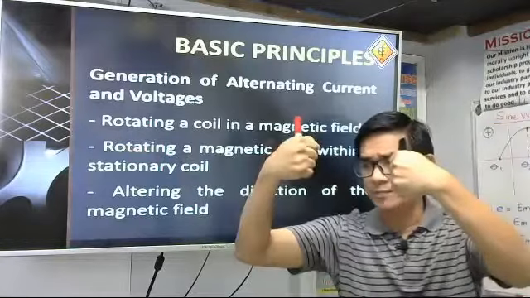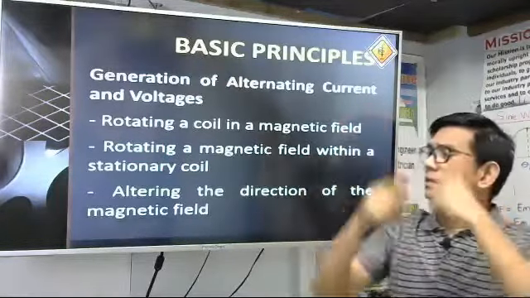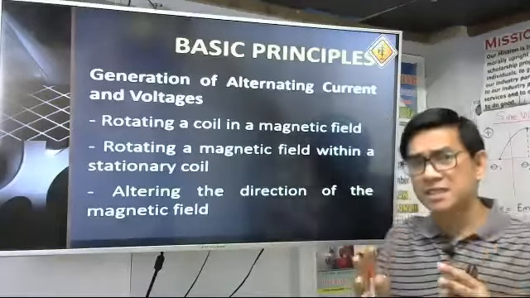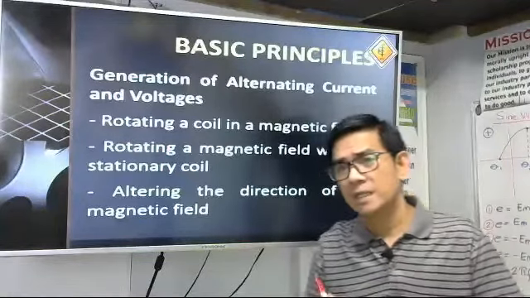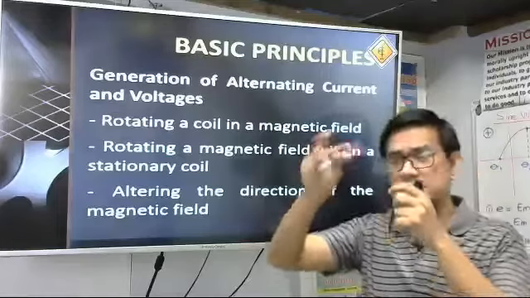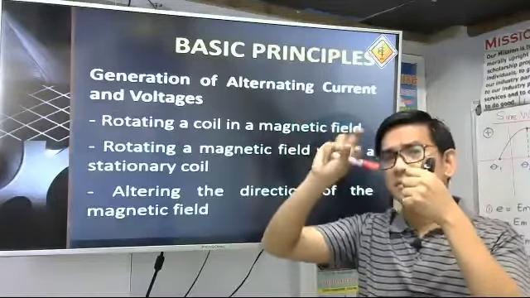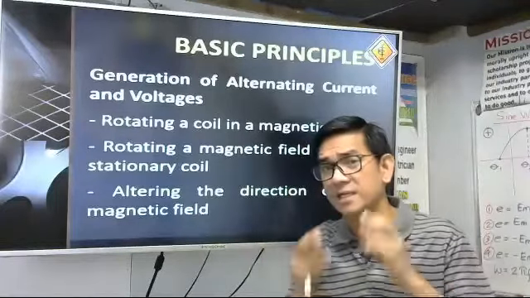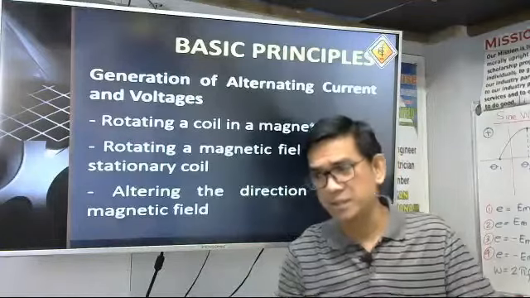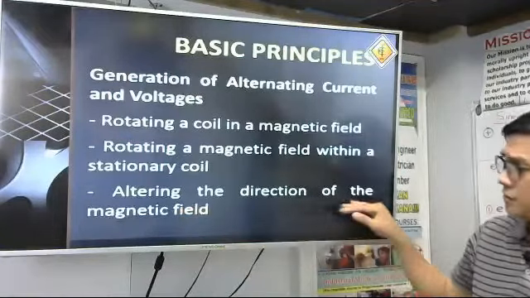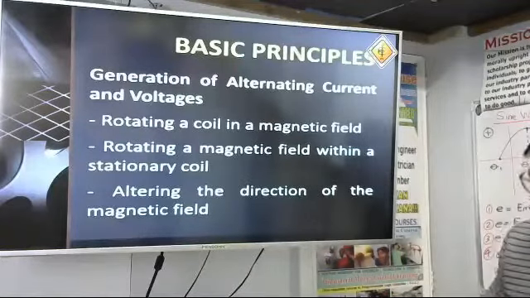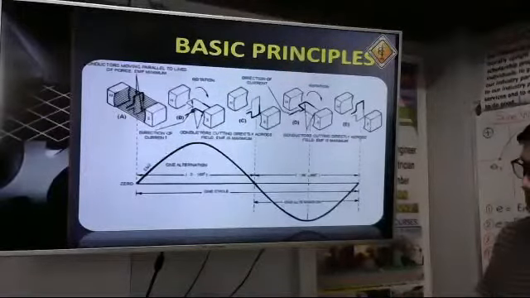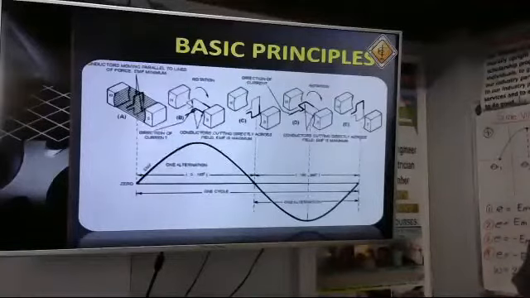Let's say this is the north and south pole. There is a rotating coil. And then there is what we call the rotating magnetic field in an alternator. Basically, we get AC in an alternator. In an alternator, there is what we call the revolving magnetic field. It's the field that is revolving. We'll have a detailed discussion when we go to the alternator topic. Altering the direction of the magnetic field. So this is a basic principle.